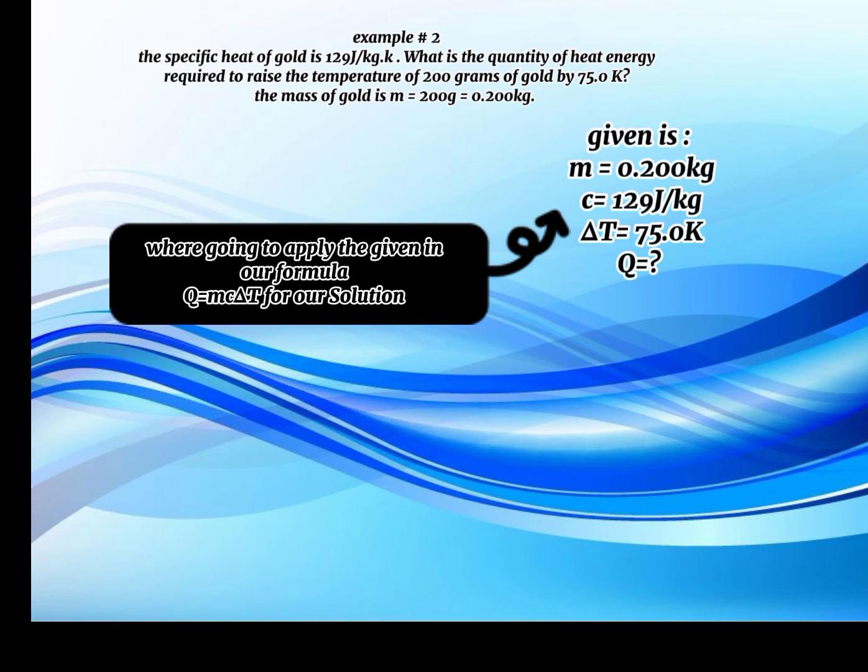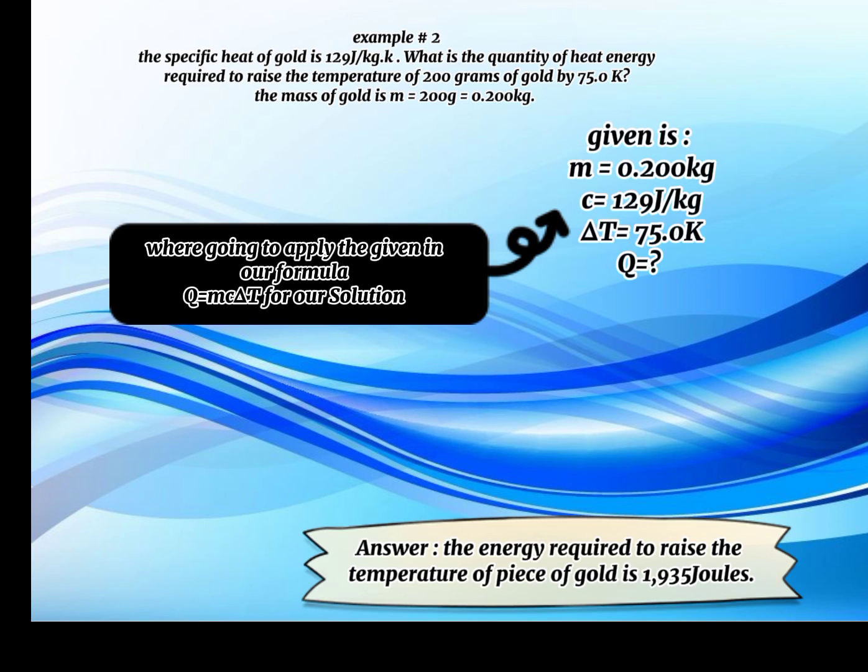Then we are going to apply this given to our formula. Q is equal to mass times specific heat times change in temperature. Our solution is Q is equal to 0.200 kilograms times 129 joules per kilogram Kelvin times 75.0 Kelvin. So Q is equal to 1935 joules. The final answer is the energy required to raise the temperature of the piece of gold is 1935 joules.